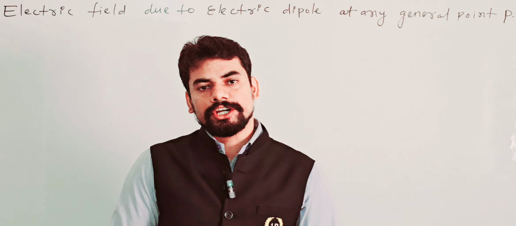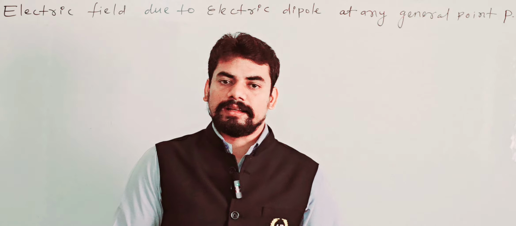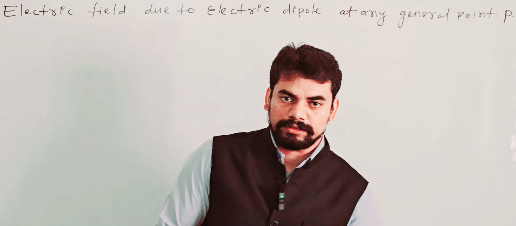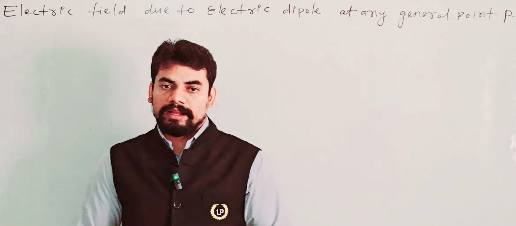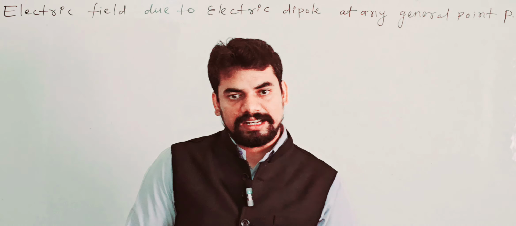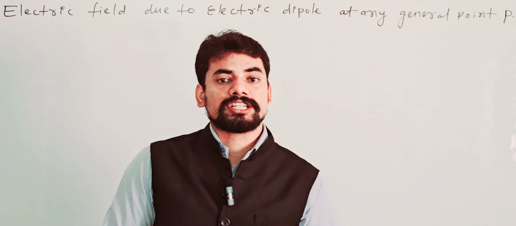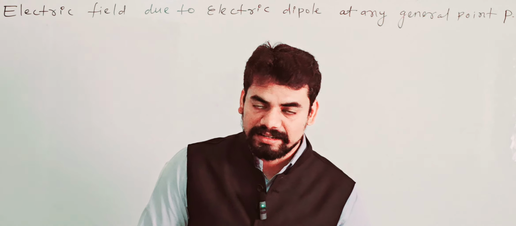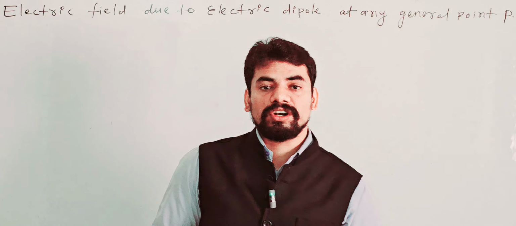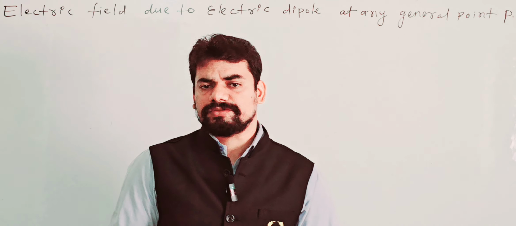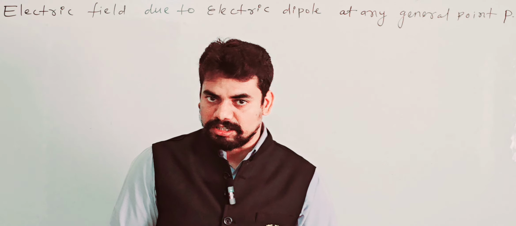Electric field due to an electric dipole at any general point. A general point means a point which is not on the axial line of the dipole and not on the equatorial line. The benefit of studying the general point is that if you study and remember the formula at the general point, you can find the field at any point and its direction also.